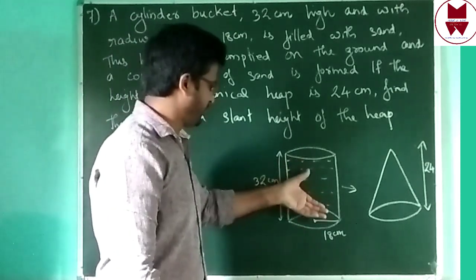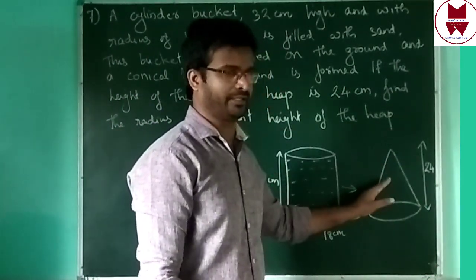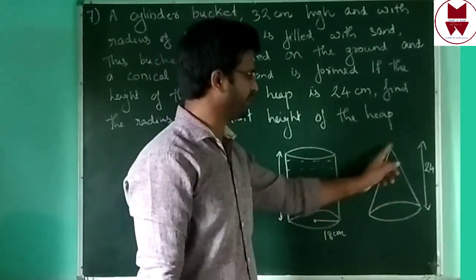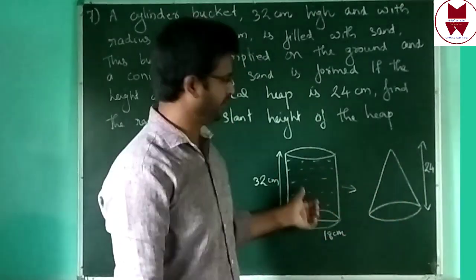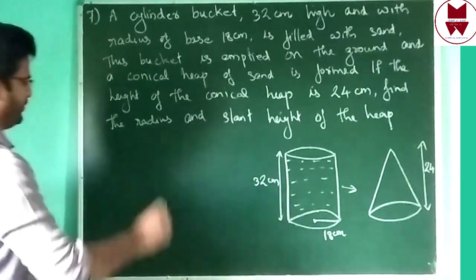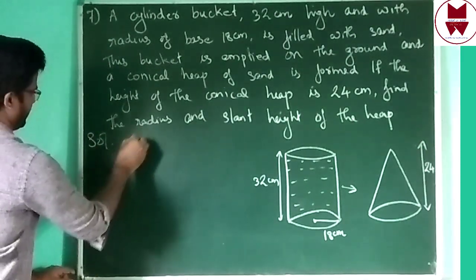Then this full of sand is emptied on the ground, and they got this one shape, a conical shape. That means the volume of this sand and the volume of the sand in the conical shape are also equal, because they use the same sand, isn't it? Then the volume is equal. Now we can write what things are given. Solution, given.